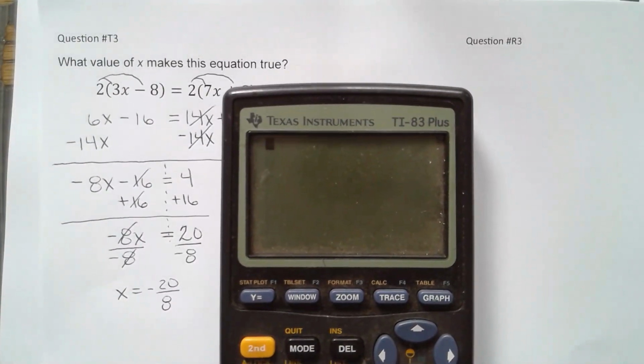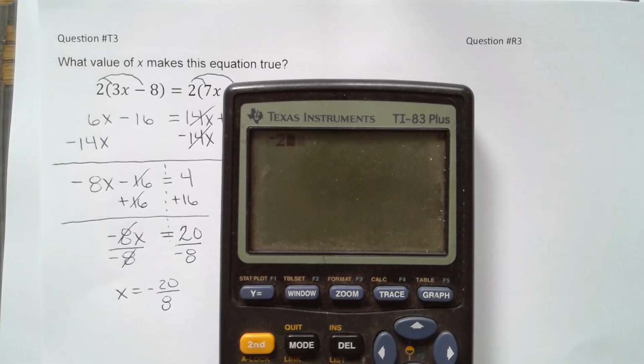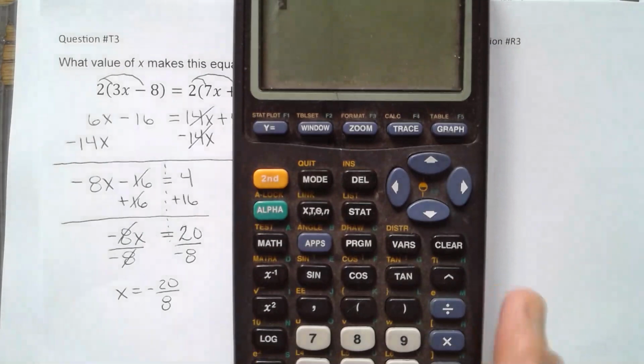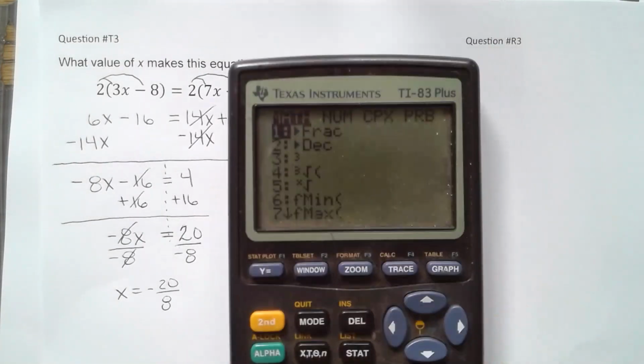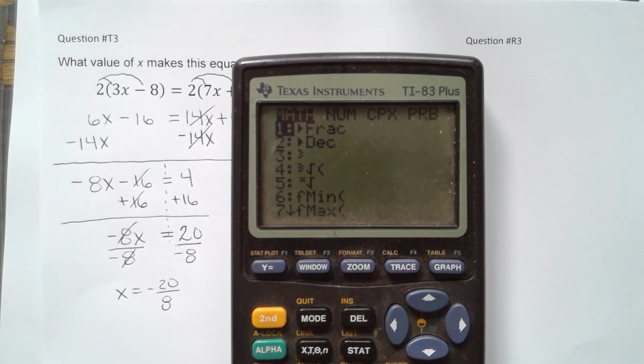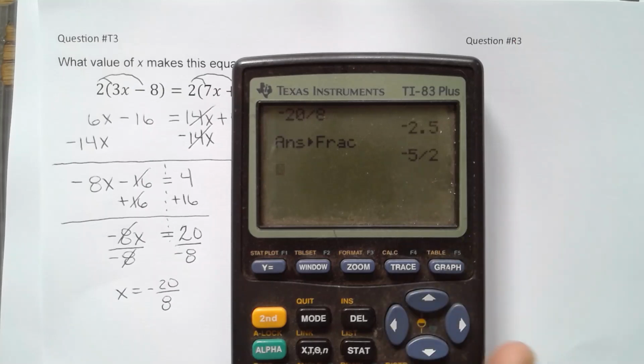So we type in negative 20 divided by 8. We can press enter, doesn't matter. And we get a decimal. So what we do is we go to this math button. And notice number 1 says frac. And then we enter, and it will reduce that fraction for us. The answer is negative 5 over 2.